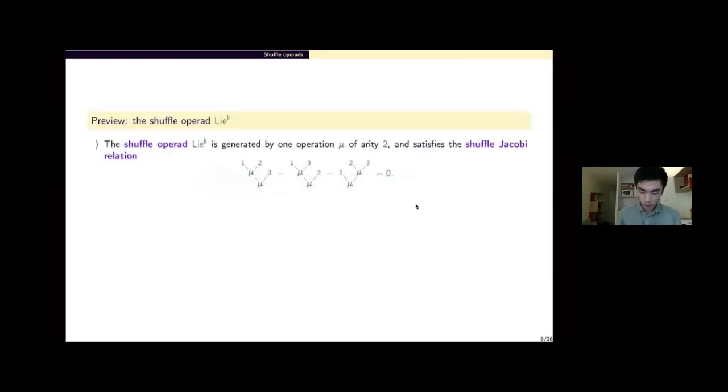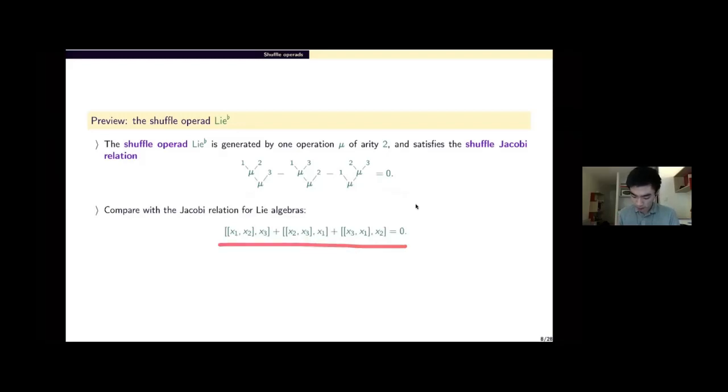An example that I'll carry throughout the presentation is the shuffle operad Lie. It is generated by one operation mu of arity 2 and satisfies the shuffle Jacobi relation, which is this relation right here. This is related to a symmetric operad called Lie, and related to Lie algebras. We can compare with the usual Jacobi relation for Lie algebras, where basically what we did was replace this bracket by a mu, a binary operation. And so we have a correspondence between these terms.